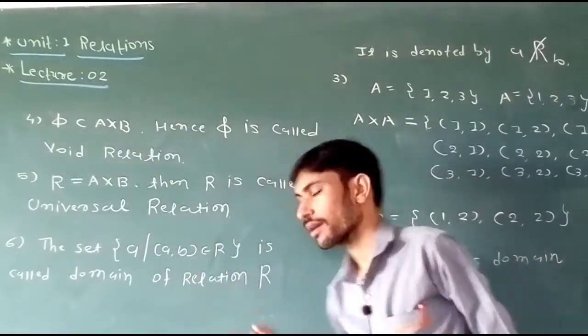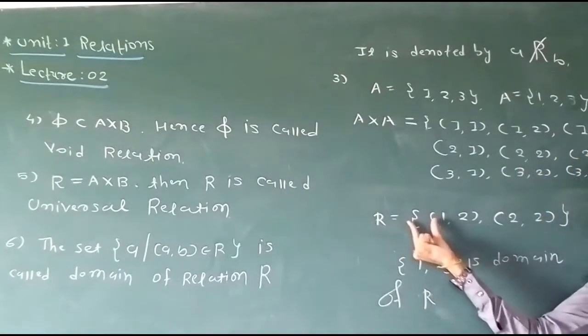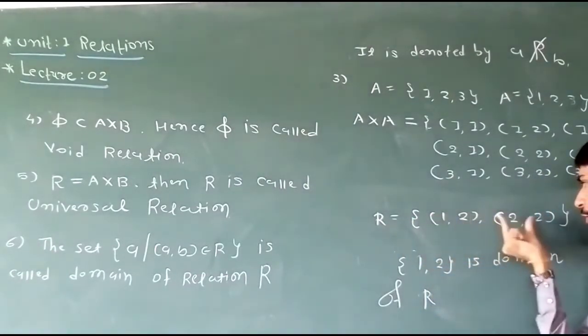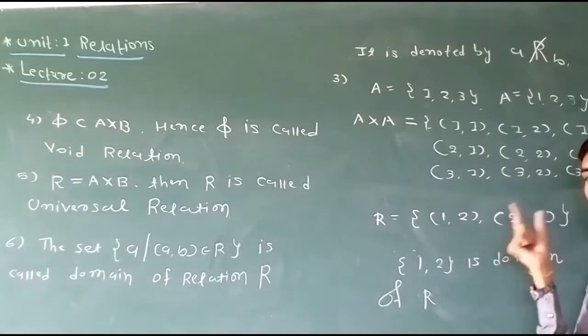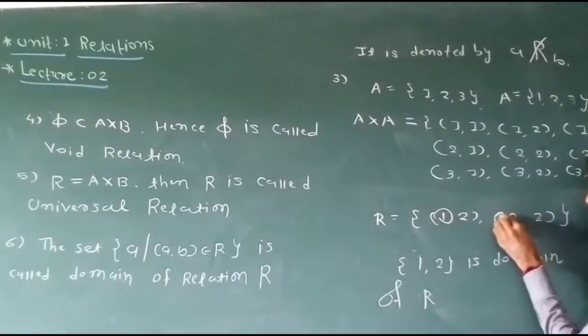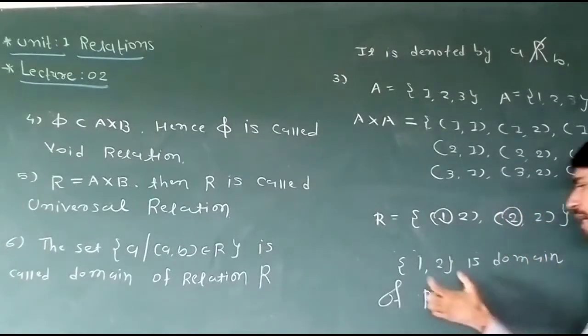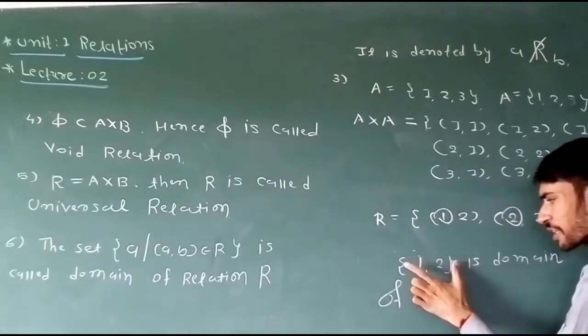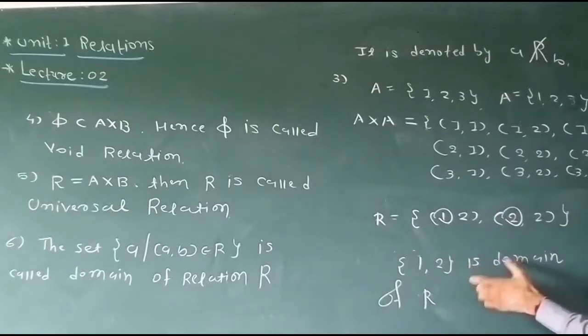Now see, in this example, relation R has two ordered pairs (1, 2) and (2, 2). So from these ordered pairs, which are our A elements? 1 and 2. 1 is our element, 2 is our A element. So now we write the set {1, 2}. So this set {1, 2} is called the domain of relation R.